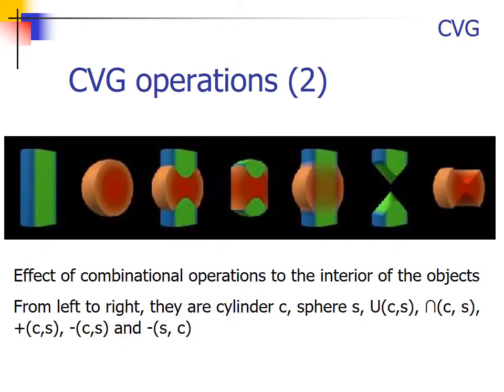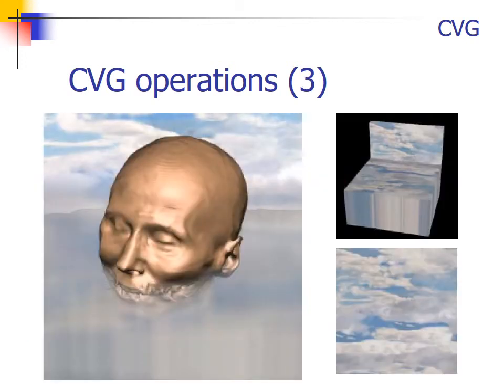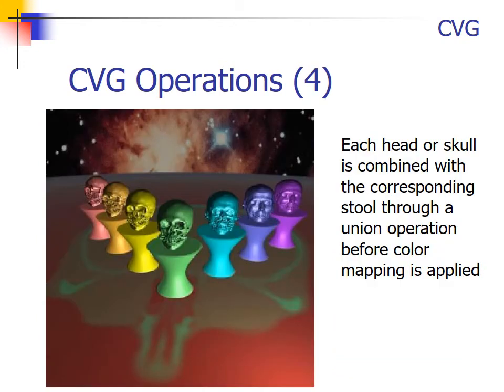This is a second example of CVG operations over two primitives, cylinder C and sphere S. The union, intersection, addition, and two differences are illustrated on this slide. This is the third example of CVG operations. And this is the fourth example of CVG operations. Each head or skull is combined with the corresponding stool through a union operation before color mapping is applied.